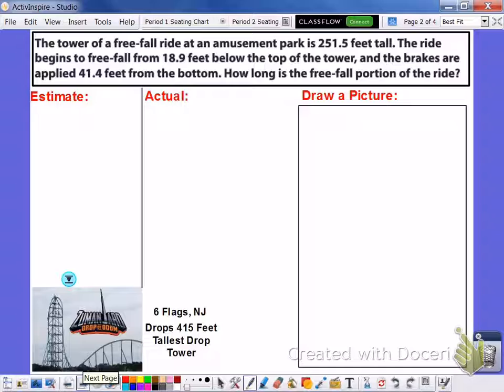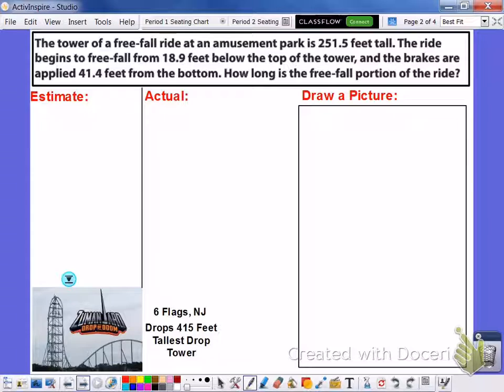So our first one, the tower of a free fall ride at an amusement park is 251.5 feet tall. The ride begins to free fall from 18.9 feet below the top of the tower, and the brakes are applied 41.4 feet from the bottom. How long is the free fall portion of the ride? Okay, so we read it through quickly.